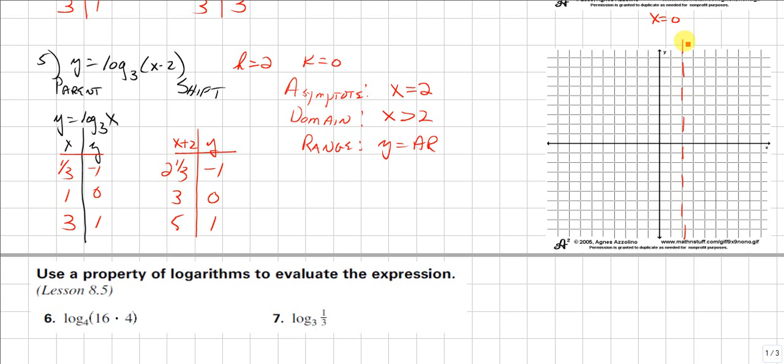So the asymptote here is at x equals 2. Let's plot the points: 2 and 1/3, negative 1. Then I have 3, 0. Then I have 5, 1: 1, 2, 3, 4, 5, 1. The graph's going to come along the asymptote, like that.